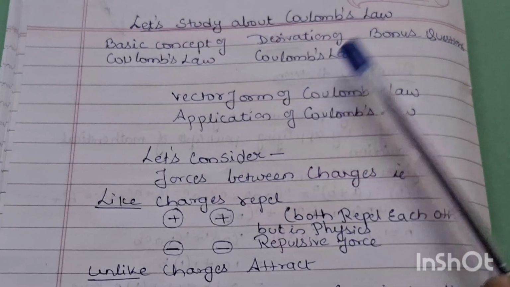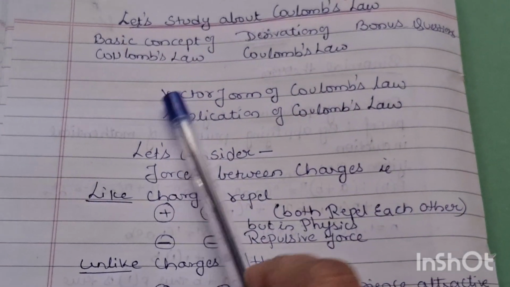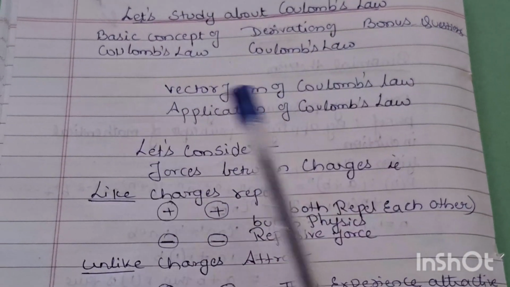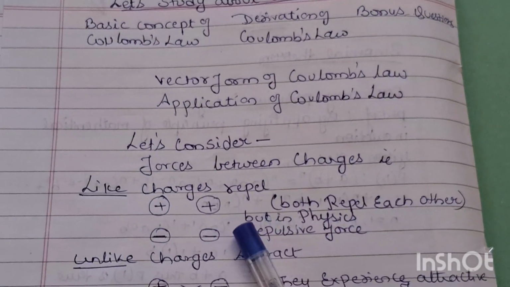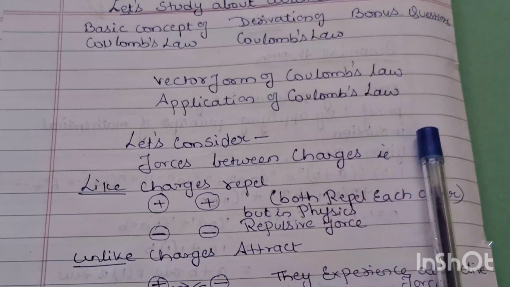So first of all, in Coulomb's law, what we are going to study is first a basic concept of Coulomb's law and derivation. We have two types: the vector form of Coulomb's law and the application of Coulomb's law.